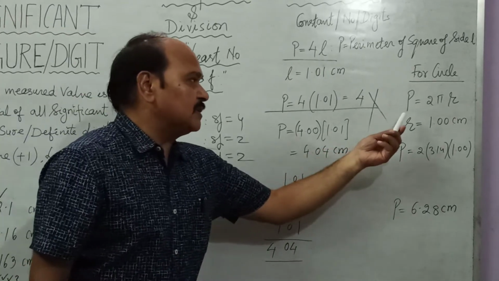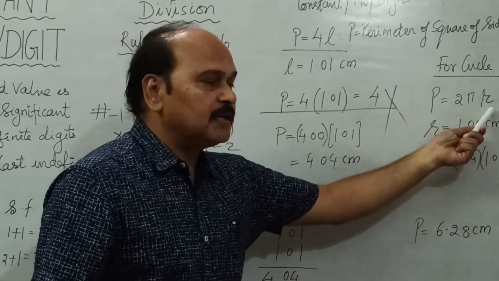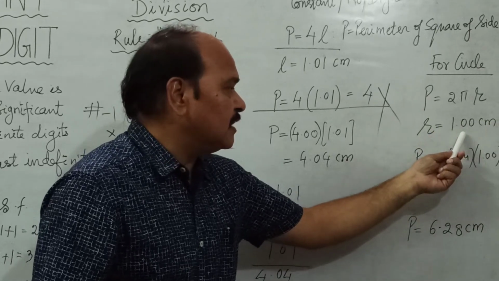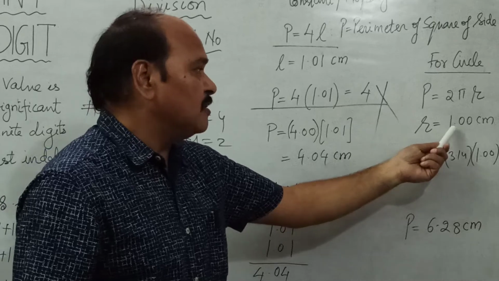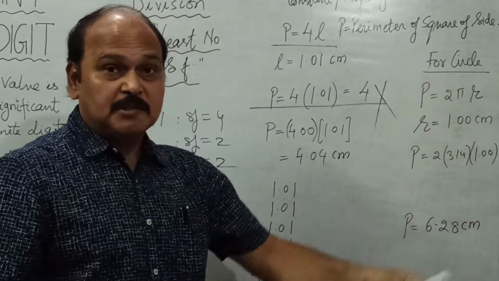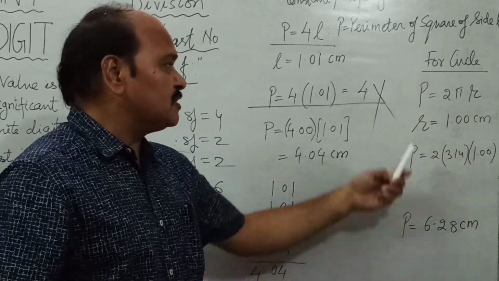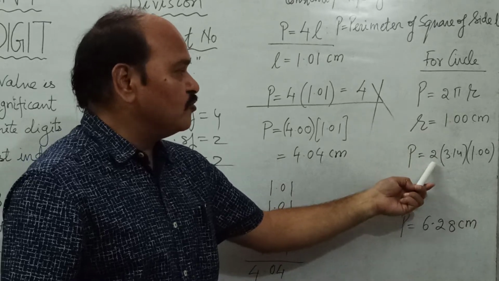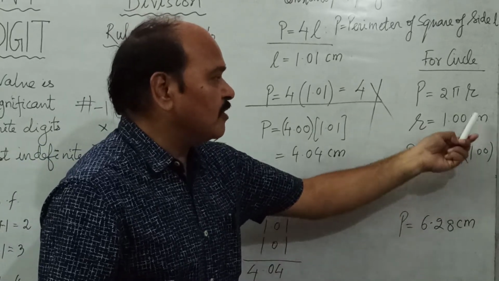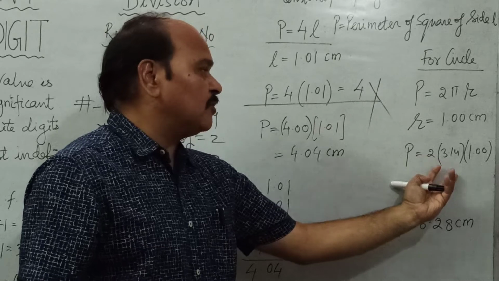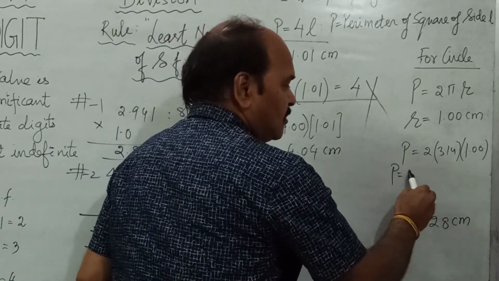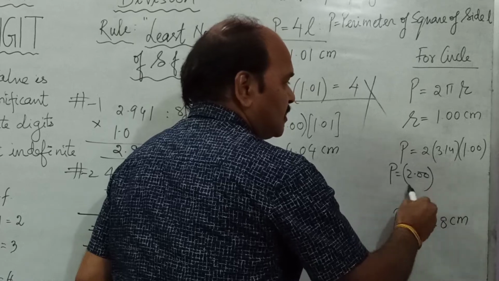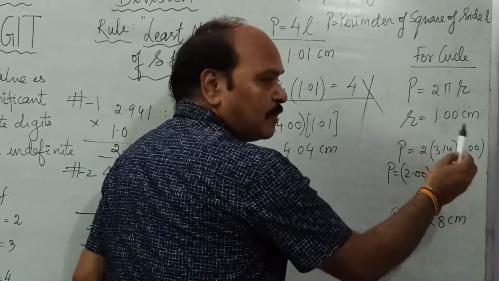Circle. For a circle, the perimeter, the circumference, is 2 pi r. If the radius of the circle is 1.00 centimeter, this is measured, and it is 1.00 centimeter, that means it is measured by vernier caliper. So what is the perimeter? Perimeter is going to be 2 pi and then 1.00. So 2 and pi, both are what? Pure numbers. So you can write 2 as 2.00. If you wish, you can write down 22 by 7, that is pi.